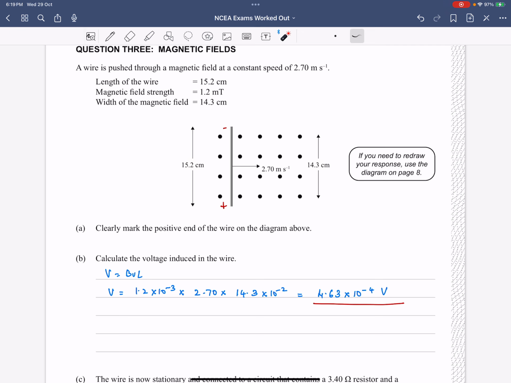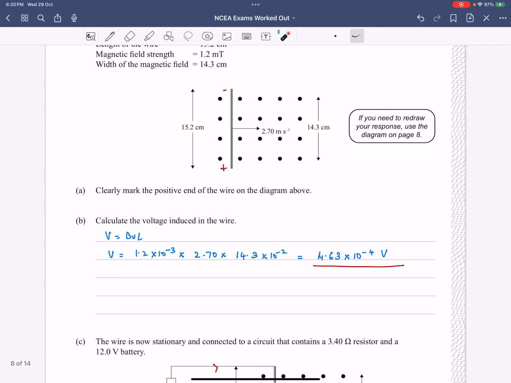So I used my hand rule. Different teachers teach different rules, so you get the bottom as positive. I use the left hand slap rule. You just go with whatever your teachers taught you and you get the right answer.